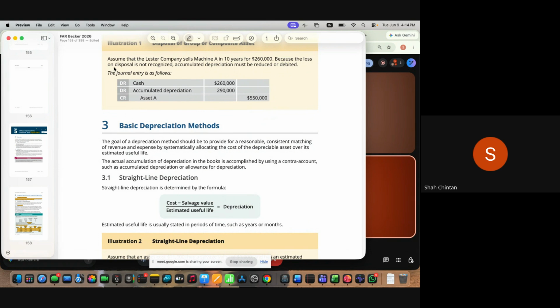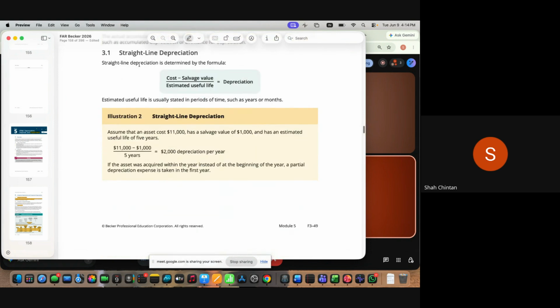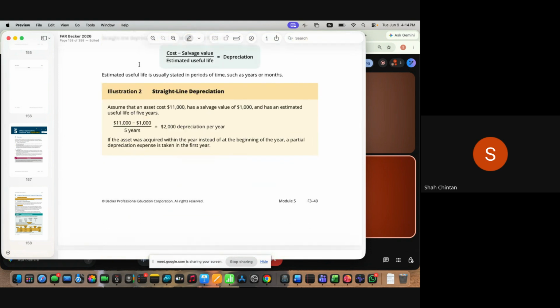I'm skipping illustration one right now. It's a retirement. इसके ऊपर बाद में आएंगे हम लोग जब retirement हम complete करेंगे. So let's just see illustration number 2.